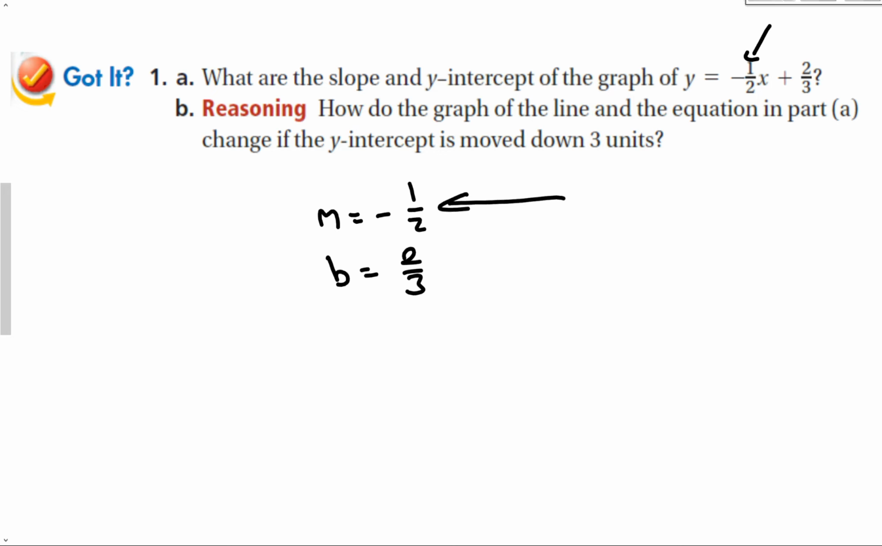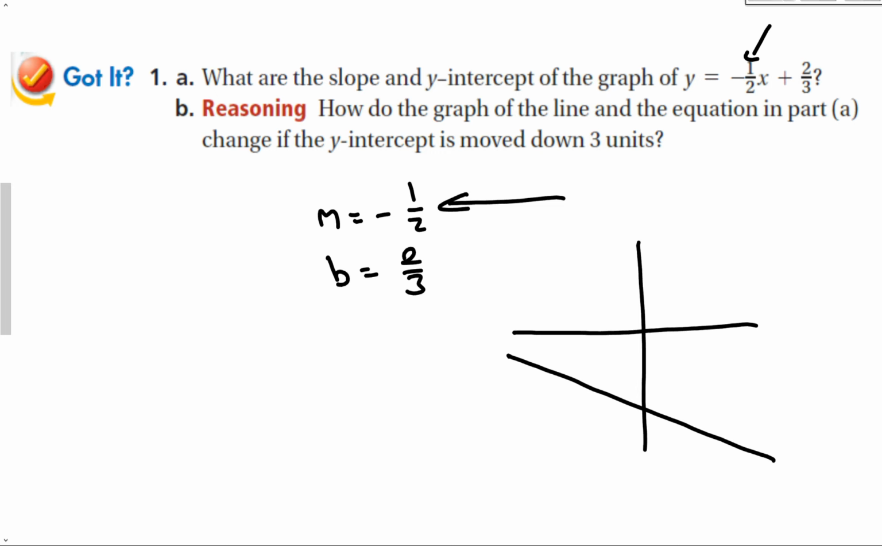Well, if the slope is the same, the steepness of the line, which would be going down, would be the same no matter what. If I wanted to move the graph down 3 units, the graph would just be lower. And if you're looking at this on an xy plane, a Cartesian plane, it would start here with an intercept of 2/3.